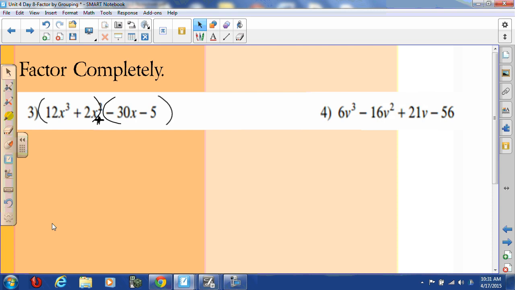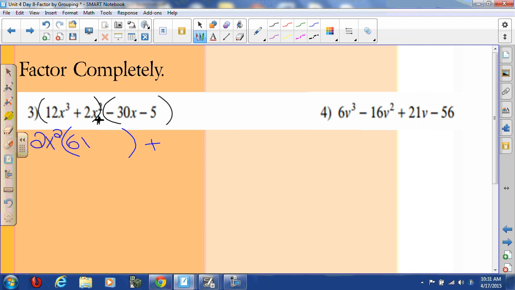Okay, so first thing I did is I grouped. That's why it's called factor by grouping. Look at your first binomial. What is the GCF of 12x cubed and 2x squared? 2x squared. Remember, use the lowest power. 12x cubed divided by 2x squared is what? 6x. And what's 2x squared divided by 2x squared? 1. Plus 1.